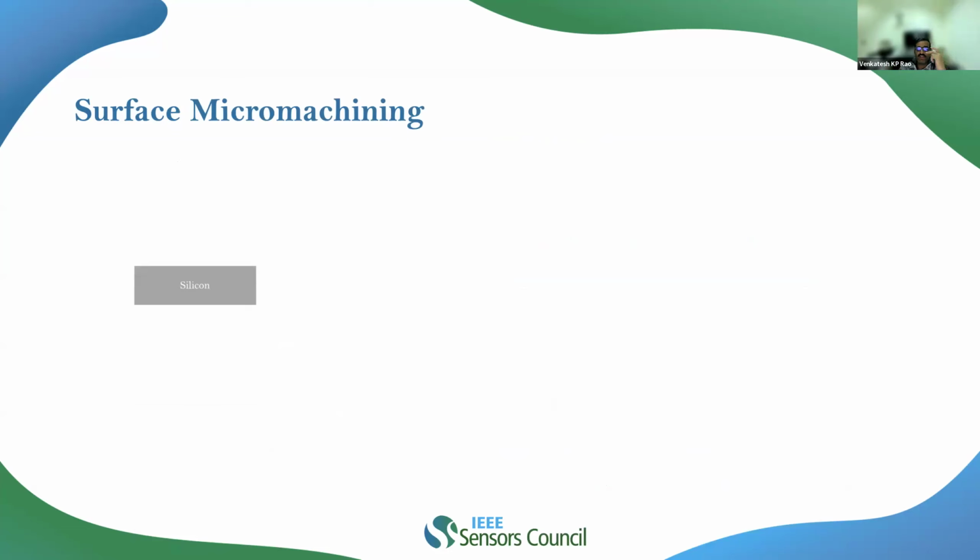On the other hand, that was the case with bulk micromachining. So whenever you want to realize the structures, either you can realize it with the help of surface micromachining or with bulk micromachining.